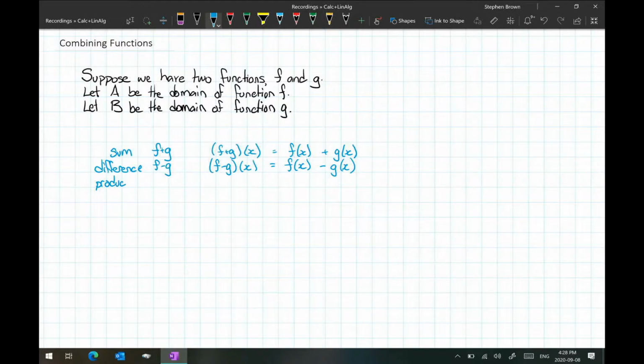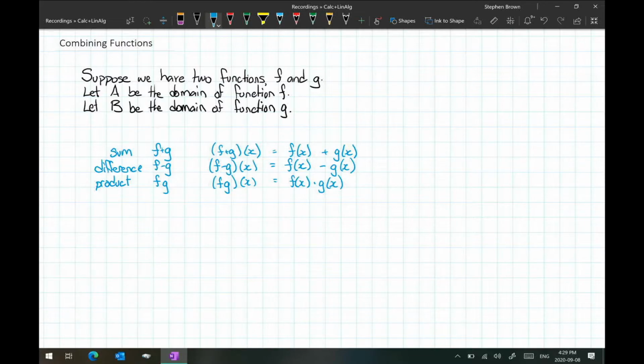Next operation is multiplication, taking the product of f and g together. A little shorthand notation is fg of x, and that just means to take one function, f of x, and multiply it by another function, g of x. Now, before we get into quotient, one thing that all of these have in common is that they all would have the same domain.